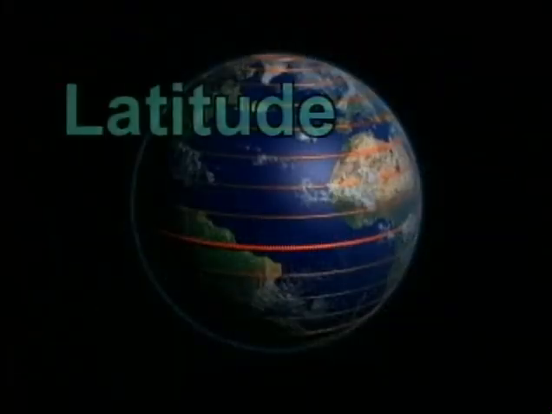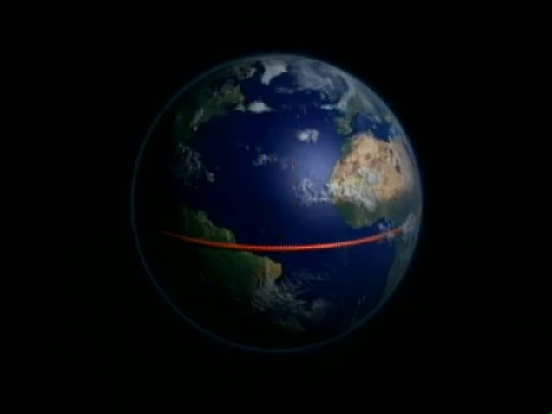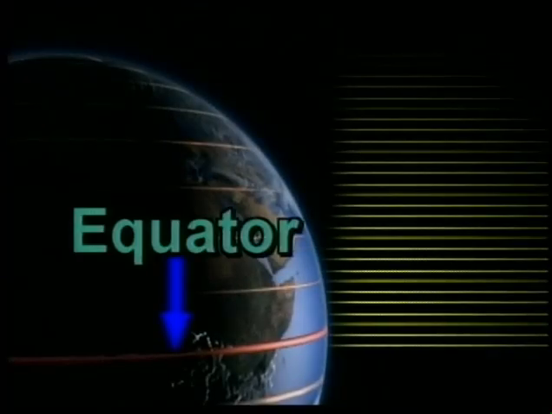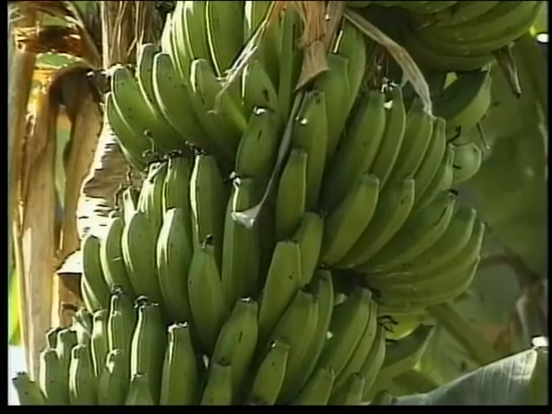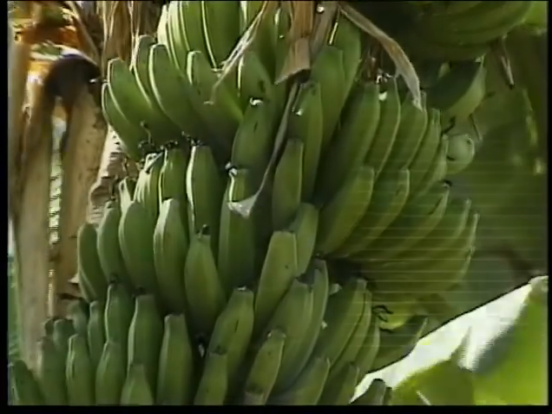Latitude is the measure of the distance north or south from the equator. It's measured in degrees. The latitude at the equator is 0 degrees, and the latitude at the north and south poles is 90 degrees. Areas near the equator receive the sun's rays more directly throughout the year, and these regions experience a relatively warm climate year-round.